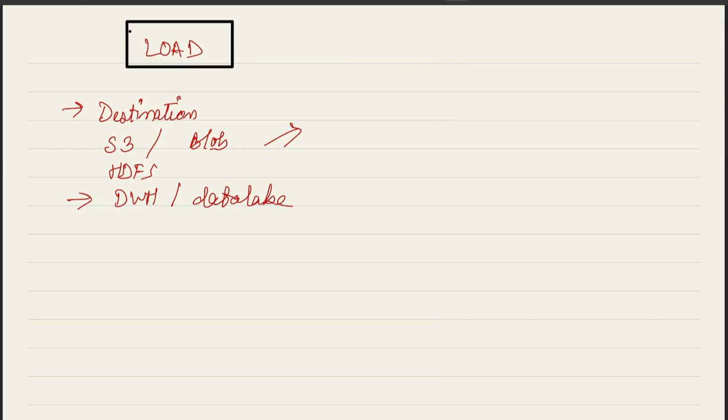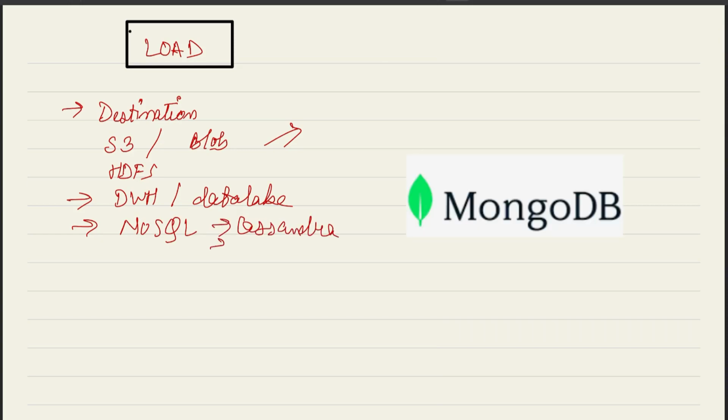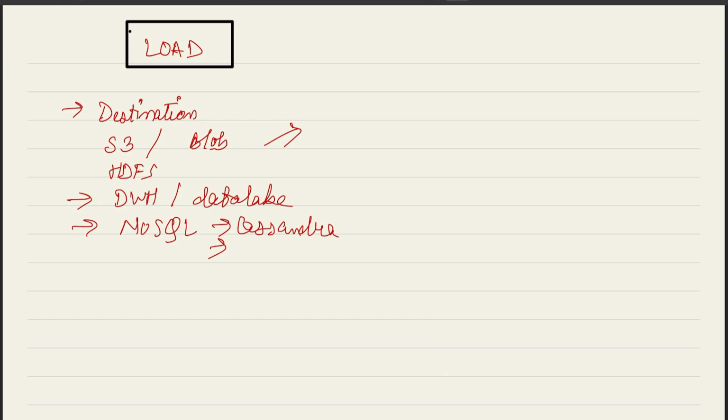There are some more destination that you can use. That could be a NoSQL database, which could be either a Cassandra or it could be a MongoDB. So you can choose as per the business requirement. And once the data is there in the destination, then you can go ahead and create your own visualization using the Power BI tool or could be a Tableau.